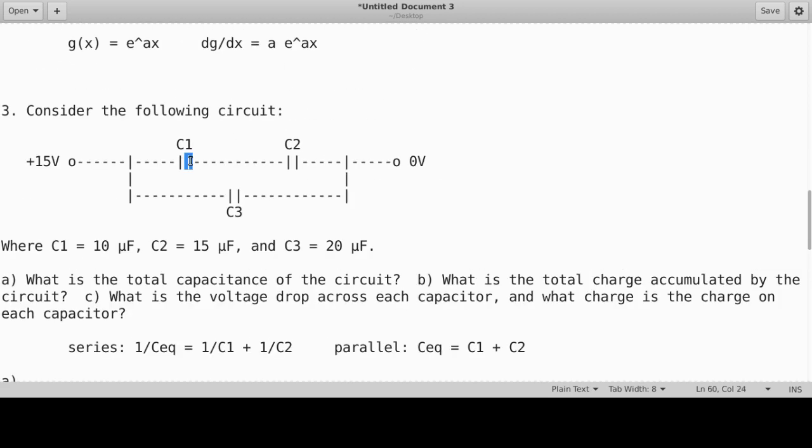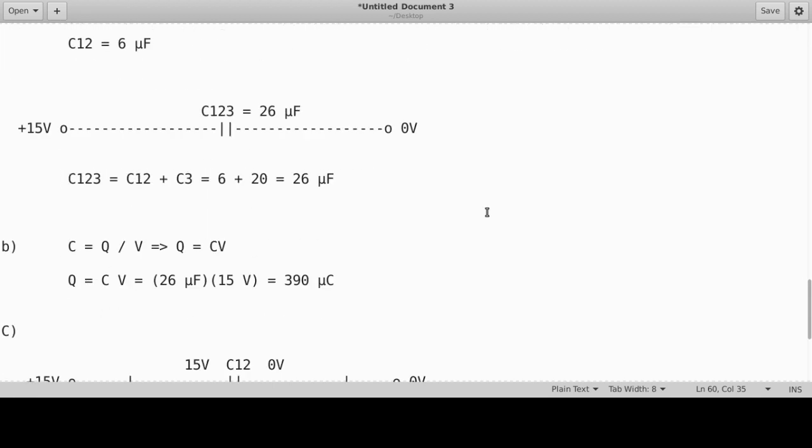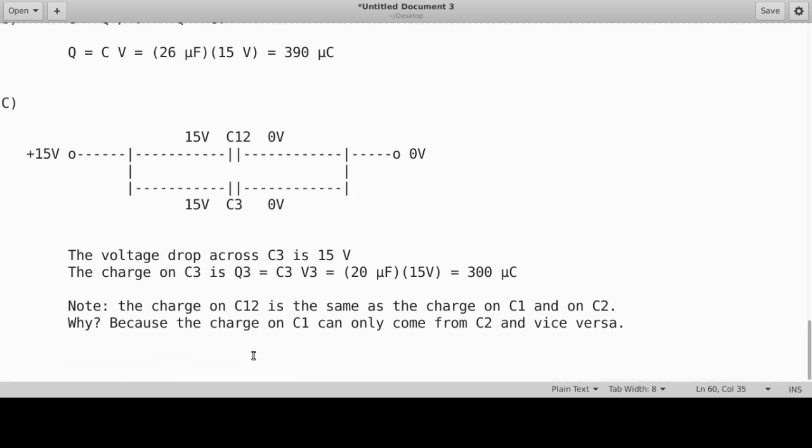Imagine for a minute that there's no charge on that plate there and no charge on that plate there. If an electron were to leave C1, where would it go? It would have to go to C2. So C1 would lose an electron, C2 would gain an electron. Well, what if C1 lost 2 electrons? Where would it go? It would go to C2. So C1 loses 2 electrons and C2 gains 2. And you can see that any number of electrons that leave C1 have to accumulate on C2. Therefore, C1 and C2 must have the same charge on it. And so let's calculate the charge on C12 because it's the same.